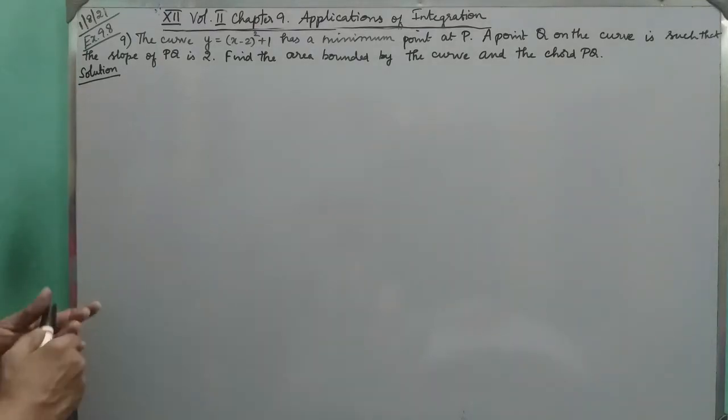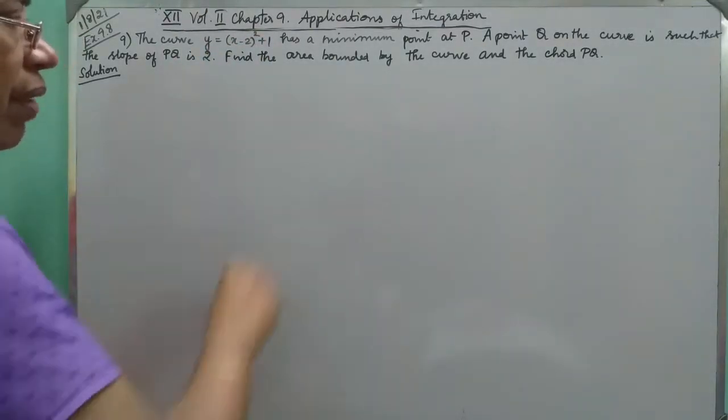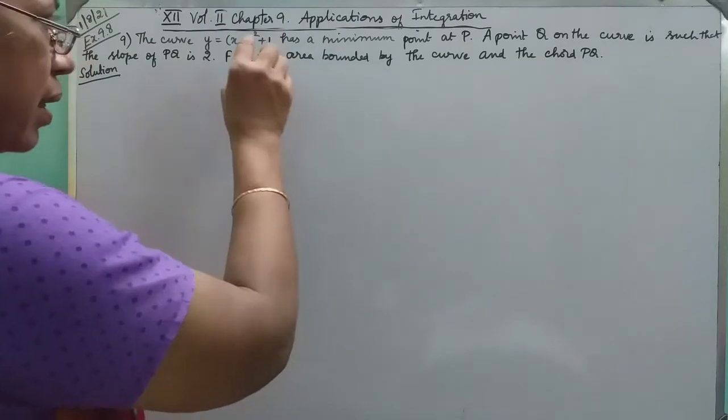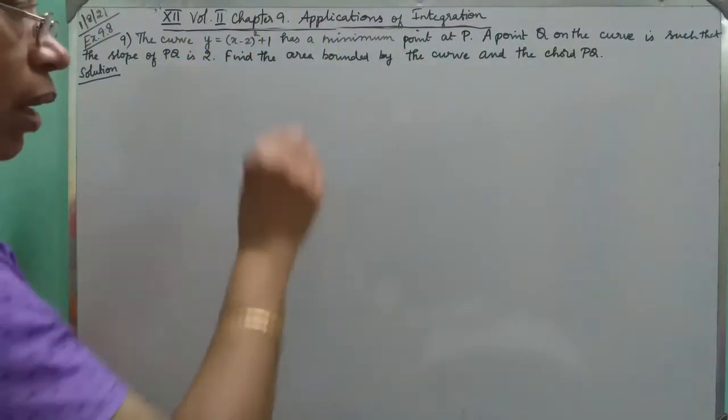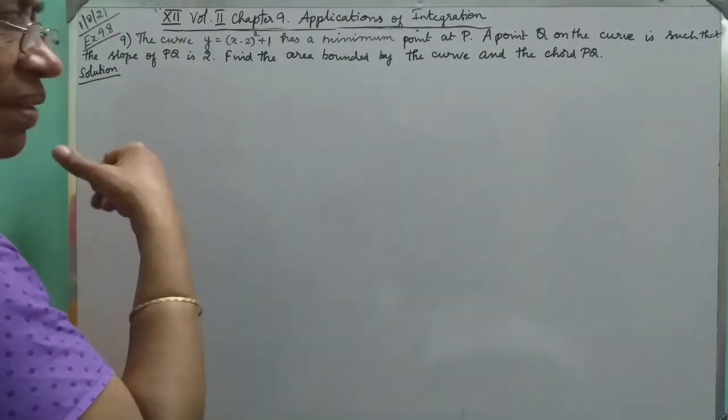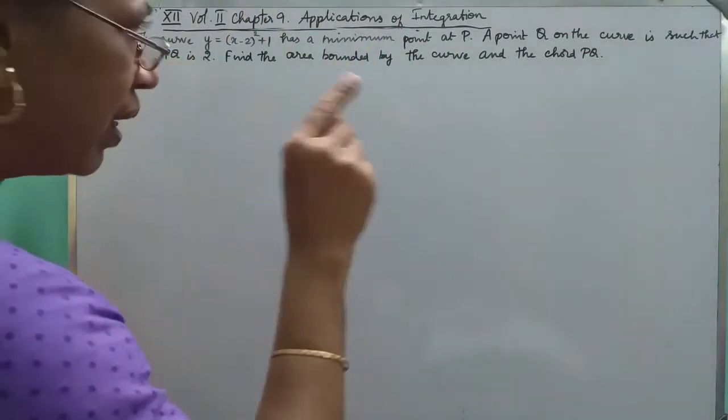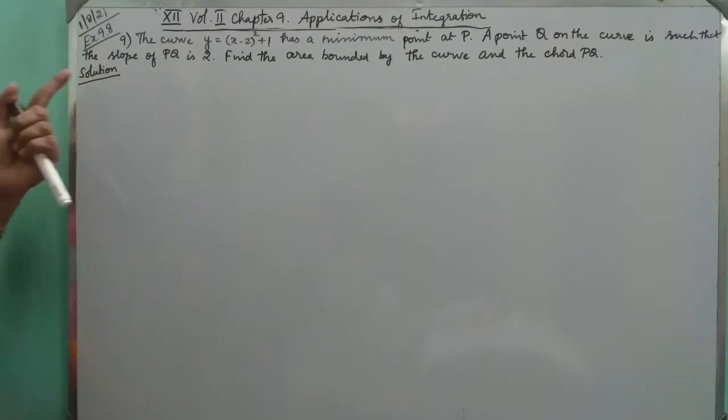So what is the problem? We have been given a curve. We have to find out where the curve will attain its minimum. We have to name that point as P. Afterwards, we have to find a point Q on the same curve such that the slope of PQ is 2.